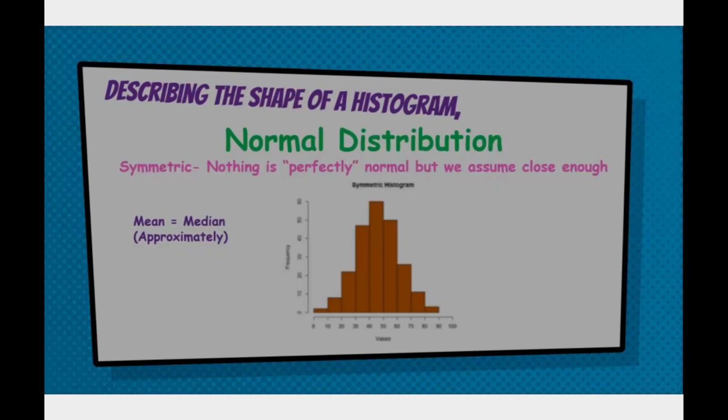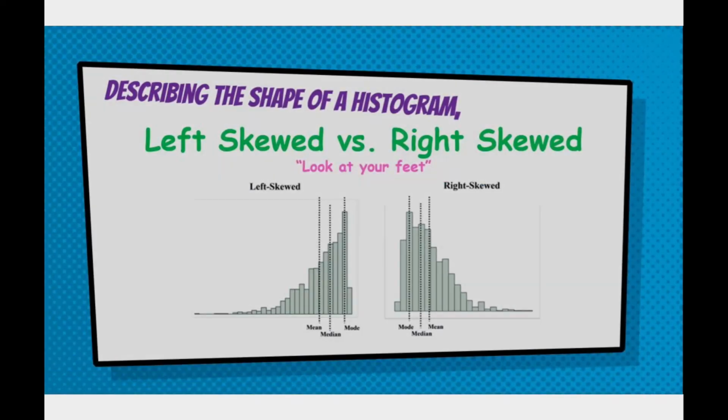Our shape of a histogram can be fairly symmetric. Not everything is perfect, but this is where our mean approximately equals the median. So I'll show you here in a second. Heights of people would be something that is normally a normal distribution. And I've already created these histograms that you'll see a relatively symmetric look, like a bell shape.